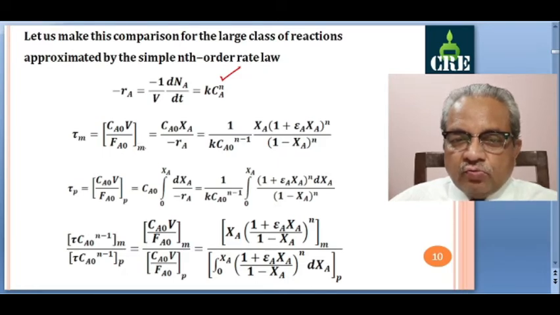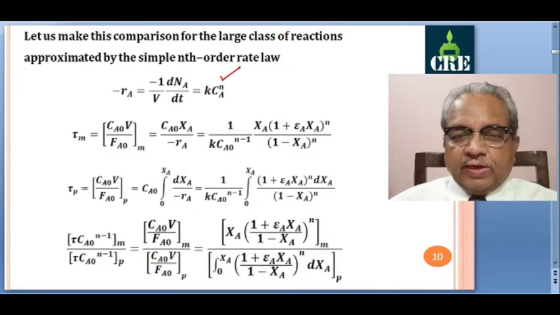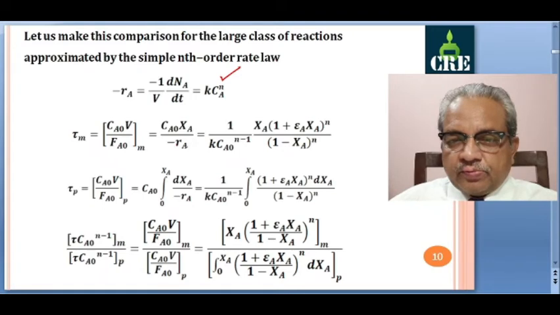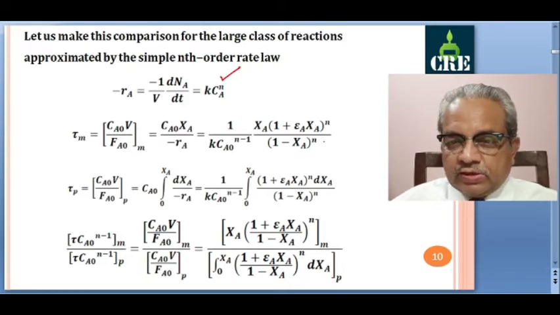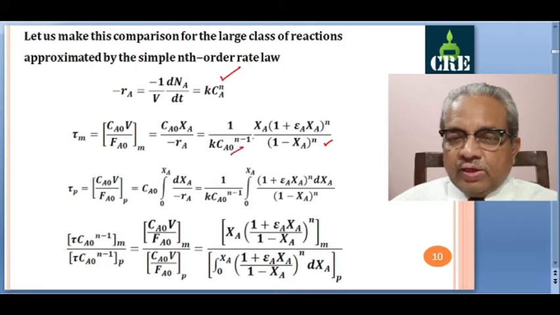Whereas this ratio is defined for mixed flow, the volume of mixed flow will come here, and the volume of plug flow will come here. This is Ca0 Xa by minus Ra. Now minus Ra is K Ca0 raised to n into (1 minus Xa) raised to n. So (1 minus Xa) raised to n is here. One Ca0 in the numerator, and here you have Ca0 raised to n. So Ca0 in the numerator on this side will cancel out, and we can write it as Ca0 raised to n minus 1.